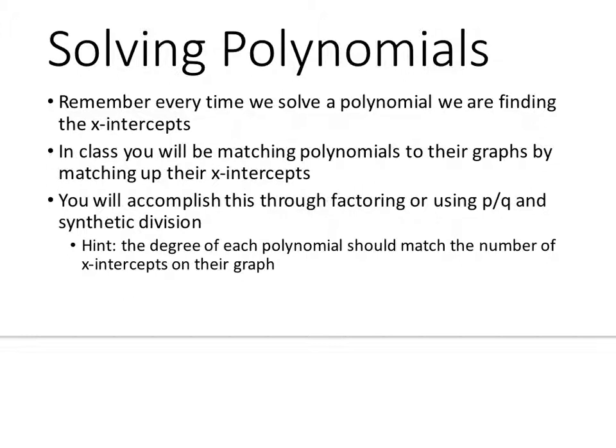So in class, next time I see you, you will be matching polynomials to their graphs by matching up the x-intercepts, which means you're going to get a list of polynomials and you're going to have to find their x-intercepts and figure out which graphs go with that. A big hint to help you narrow down which polynomials go with which graphs is to look at their degree. Because remember, the degree will tell you the number of x-intercepts that graph should have.